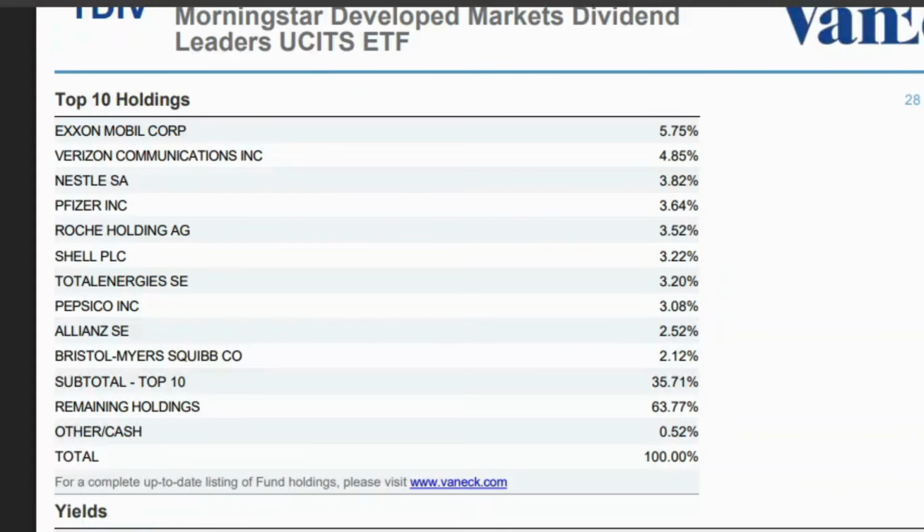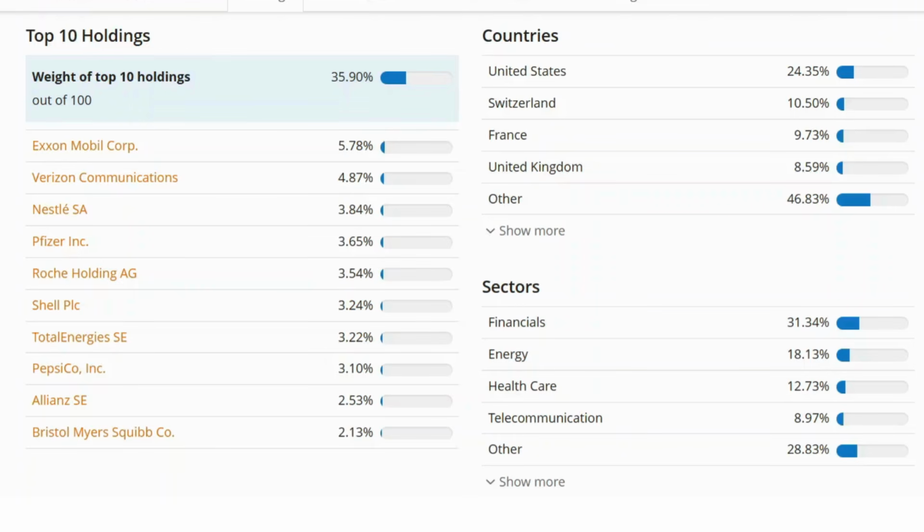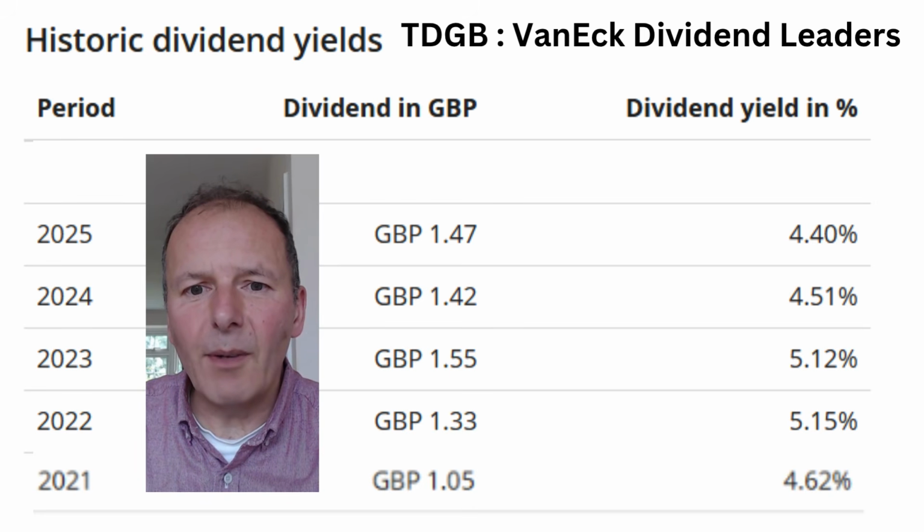And then here are the top 10 holdings. Some oil companies like ExxonMobil, Shell and Total, consumer staples like PepsiCo, we've got some healthcare like Bristol Myers Squibb and Pfizer. So fairly diversified, but no tech in there. Now here's a little summary of the holdings, countries and sector exposure. So this is an income fund with kind of a value tilt to it.